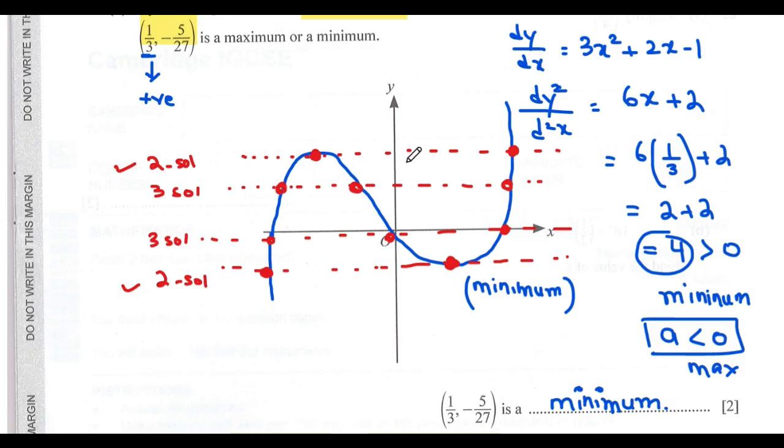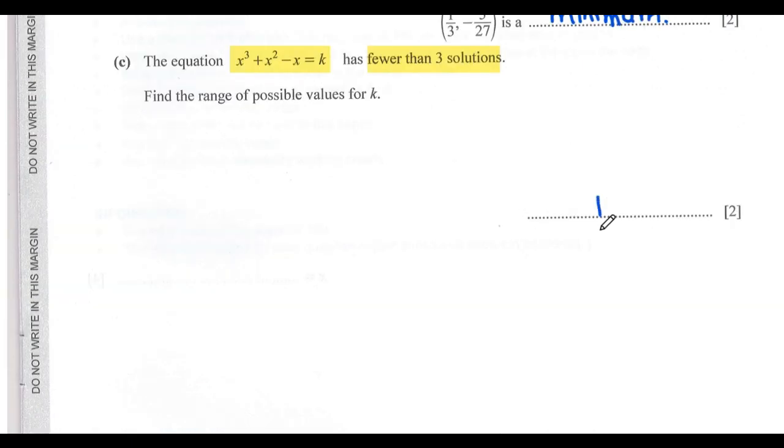So that means at the minimum point, the values are 1 over 3 and negative 5 over 27. And on the above side, we have the turning point negative 1, 1. So this can help us to get the value of y for each line. At this line, the value of y is 1. And for this line, the value of y is negative 5 over 27. At y equals negative 5 over 27, we have 2 solutions, and below it we only have 1 solution. And at y equals 1, we have 2 solutions, and above it we only have 1 solution. So the range is, if k is greater than or equal to 1, we have 1 or 2 solutions, which is fewer than 3. And for k less than or equal to minus 5 over 27, we have 2 or 1 solutions, which is fewer than 3.